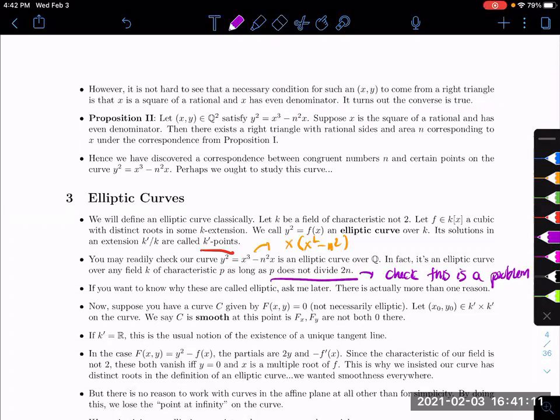Okay. If you want to know why these are called elliptic, ask me later. You know what? That sentence shouldn't even be in here because I already got into that. I wrote the introduction to this talk after I wrote the talk. So this actually just shouldn't be in here.